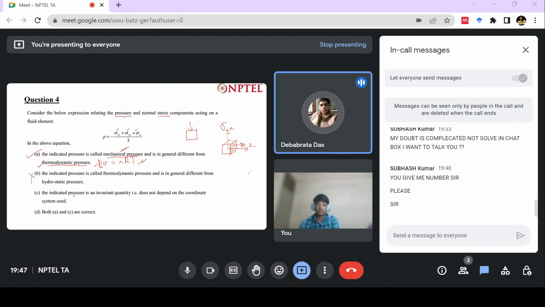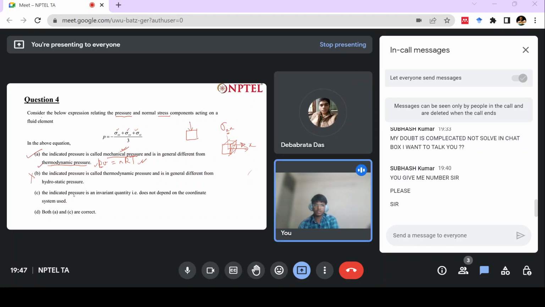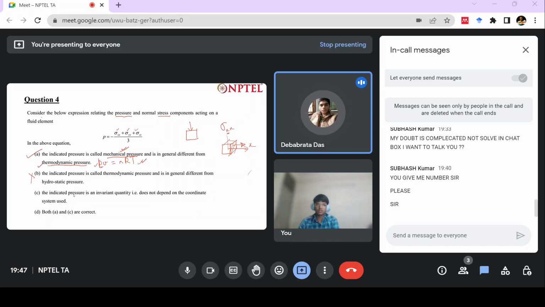The angle at which the stress is applied. Okay, okay. So this is dependent on... how does it depend? Because sir, if we change the angle, maybe the stress may be different. Definitely, the stress will be different.